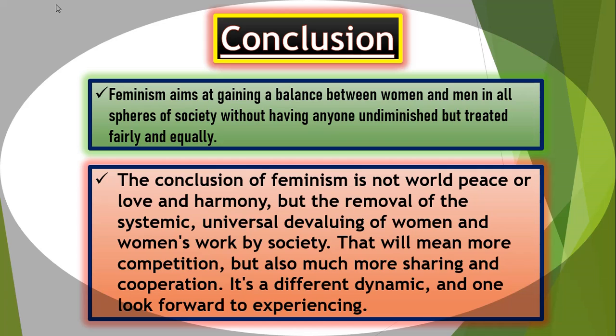The conclusion of feminism is when girl children are not sold into marriage or any children into the sex trade ever. The conclusion of feminism is not world peace or love and harmony, but the removal of the systemic, universal devaluing of women and women's work by society. That will mean more competition, but also much more sharing and cooperation. It's a different dynamic and one I look forward to experiencing.